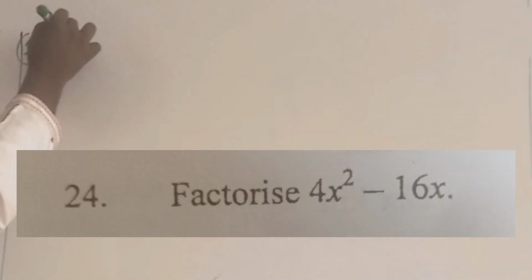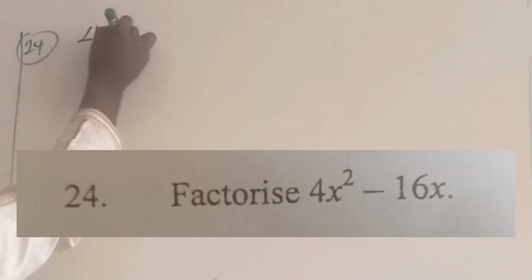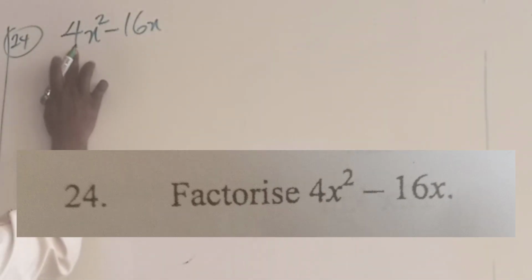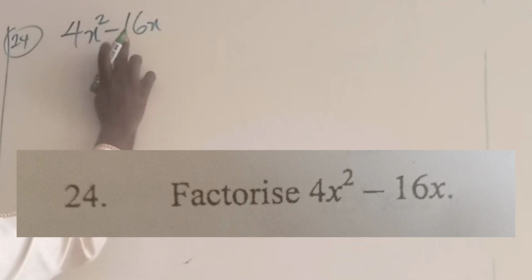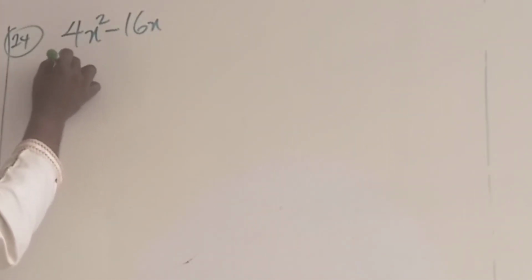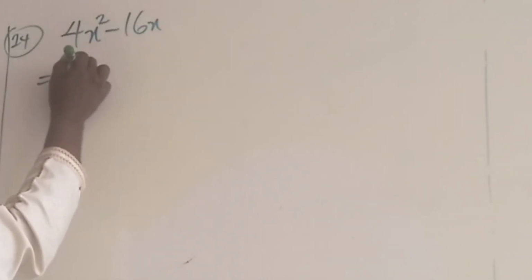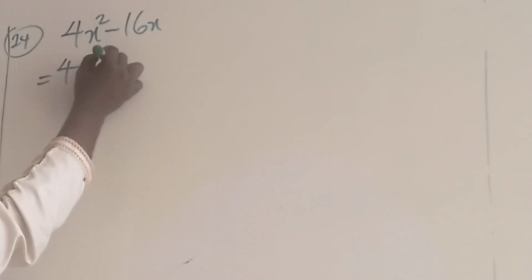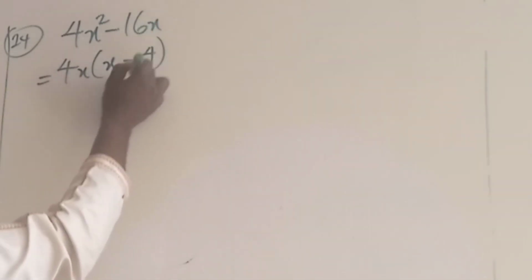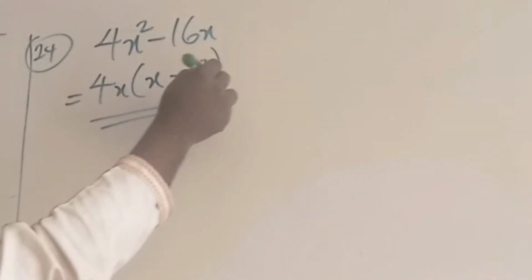Question 4, we have to factorize 4x squared minus 16x. So what is common to 4x squared and 16x? What is common? 4 is common to the numbers and x is common. So what do you have left here? x minus what? 4. So 4x(x - 4), option A. Then 25.